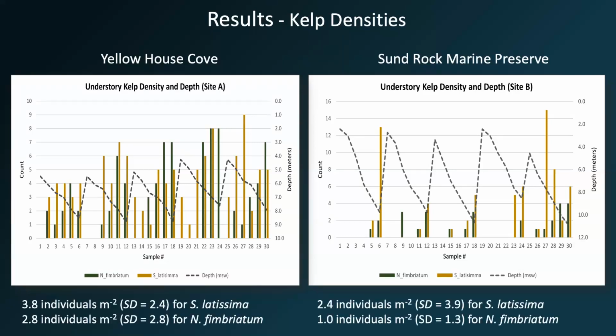So there are the mean densities: 3.8 individuals for S. latissima, 2.8 of N. fimbriatum at site A, 2.4 per square meter for S. latissima at site B, and 1 individual per square meter for N. fimbriatum at site B, with their standard deviations as well.